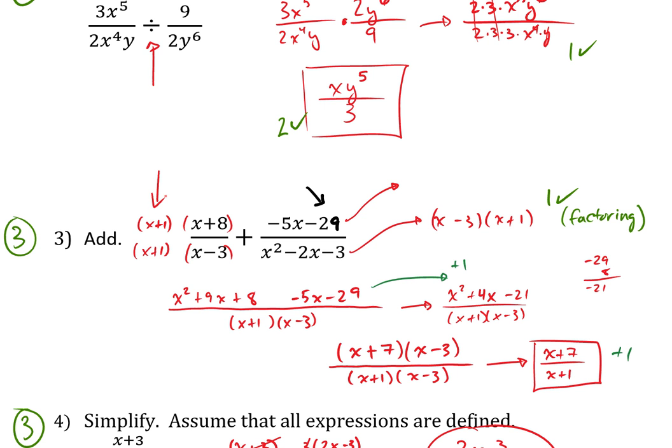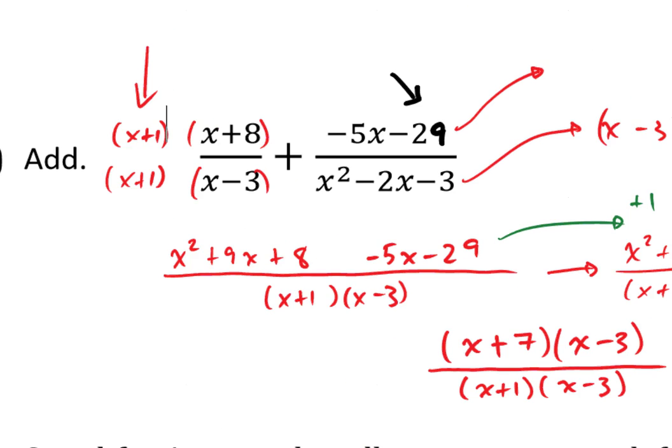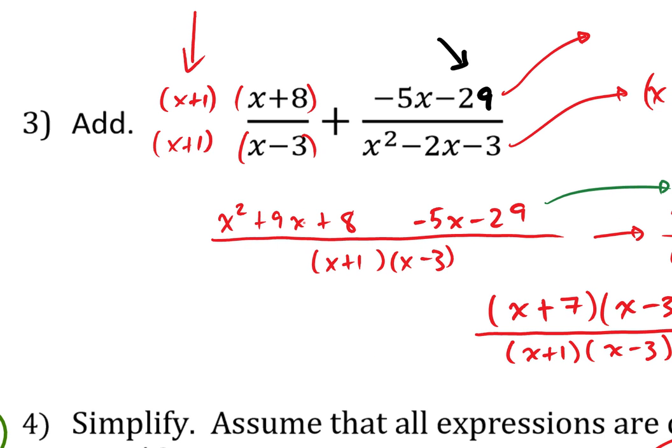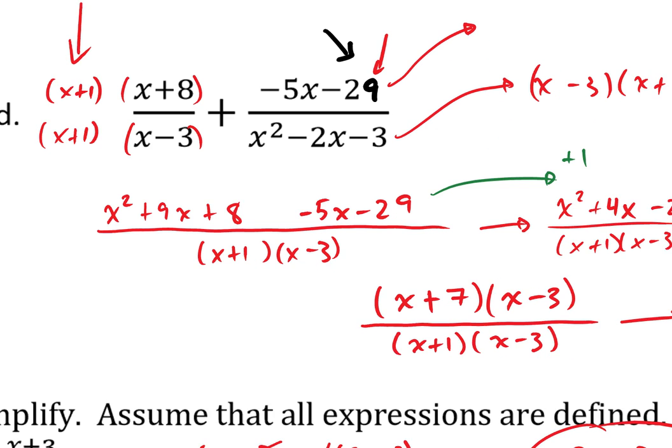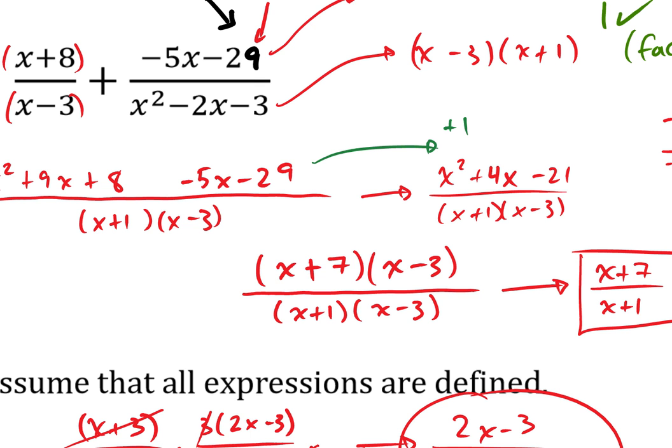My numerator for this part becomes, what do I get when I multiply x plus 1 times x plus 8? And when I multiply that out, it was x squared plus 9x plus 8. Carefully multiplying the binomials. On the other side, and I had this error, this 9 didn't print on my original answer key. On the other side, I'm left with just a minus 5x minus 29. Now, I combined all my like terms, and I got x squared plus 4x minus 21. And it's over that common denominator of x plus 1, x minus 3.